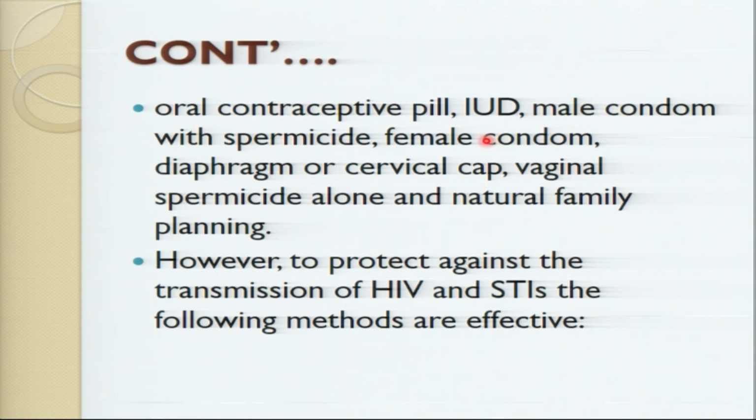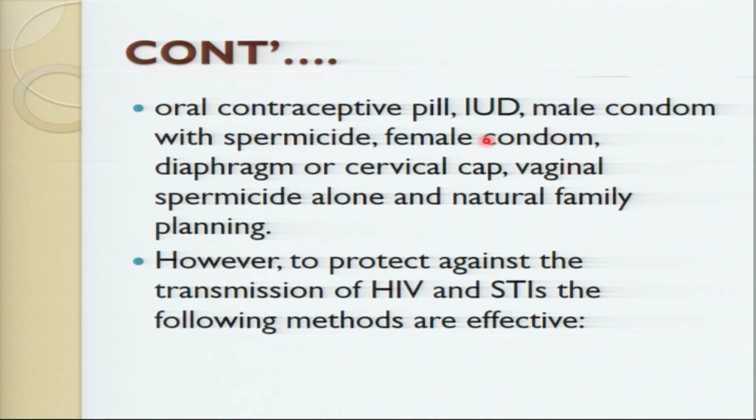We can use what you call IUD. What is IUD? Intrauterine device. We can use male condoms. We can use spermicides. Spermicides are chemical substances, in the form of oil, that can be put in the vagina, and they make sperm inactive. Female condoms can also be used. We also have the diaphragm, or cervical cap, vaginal spermicides, and natural family planning methods.